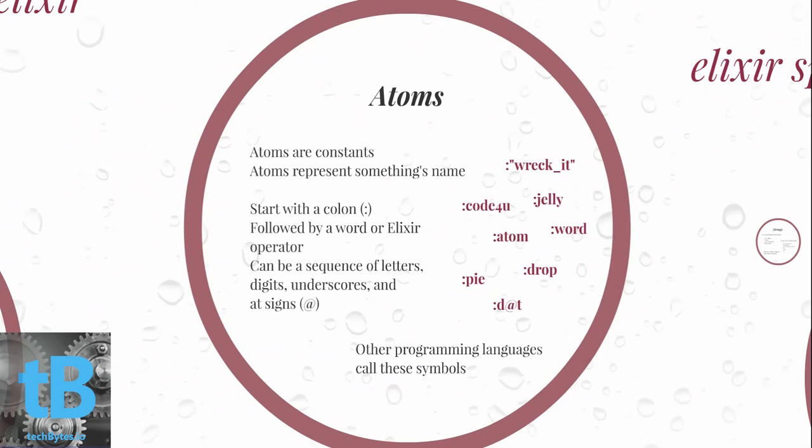So let's talk about our constants. These are atoms. Atoms represent something's name. In other programming languages, you might have heard them called symbols. In Elixir, an atom starts with a colon. It's followed by a word or an Elixir operator. And the word can be a sequence of letters, digits, underscores, and @ signs. So all these atoms are valid atoms.